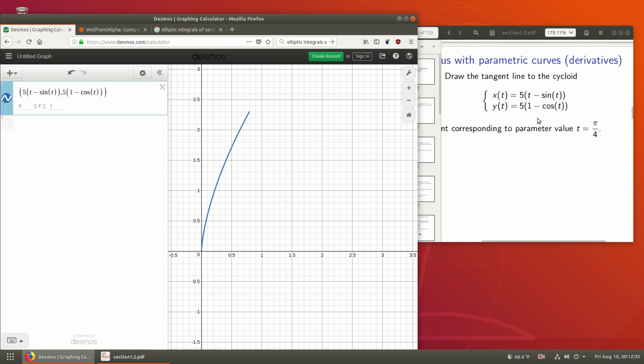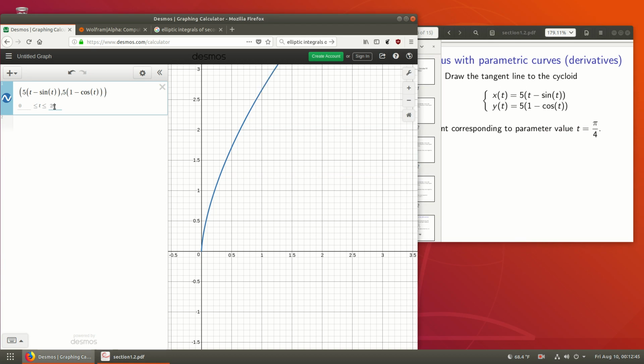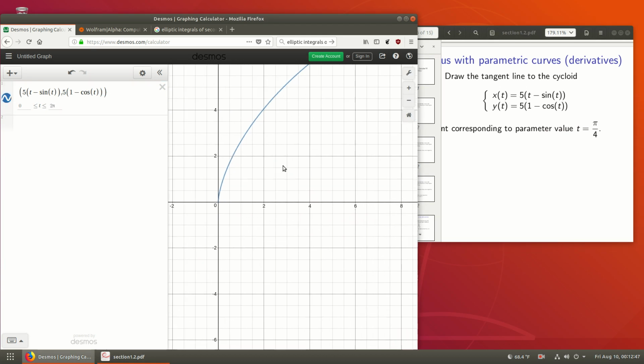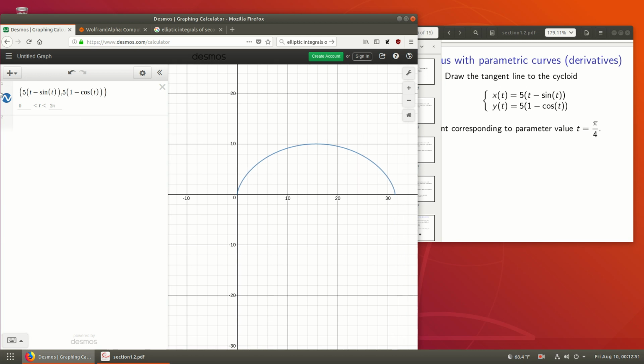And they don't tell us a range for the t, but we do want a particular value at t, at pi over 4. So I want to know where that point is. So let's get one full hump of this cycloid. Pi over 4 will be in here somewhere, probably around here. And let's find where that point is first.